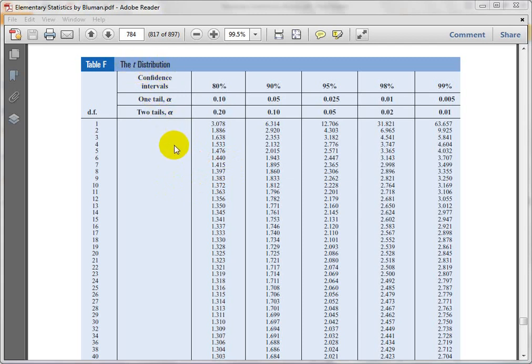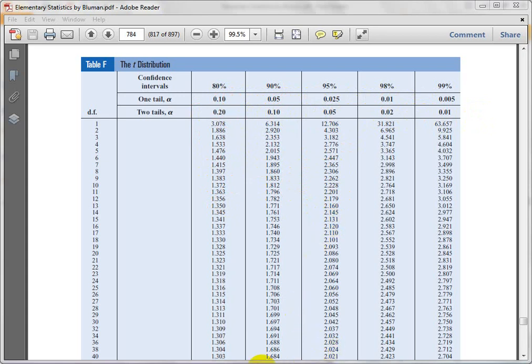Look at the table, how we are doing the same thing. The degrees of freedom is ranging 1, 2, 3, 4 in this way. We know the degrees of freedom is the number of samples minus 1. And along the column heads we are having one tail alpha and two tails alpha, and they are coming like this. And here you are going to find out the respective T value.